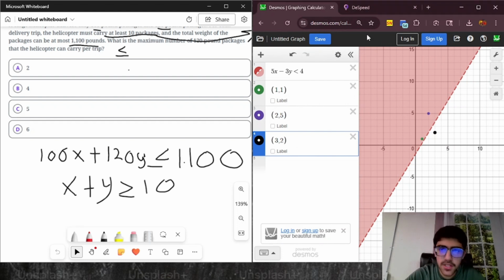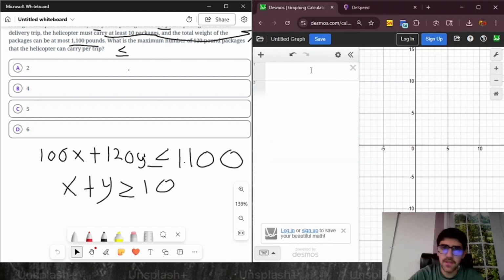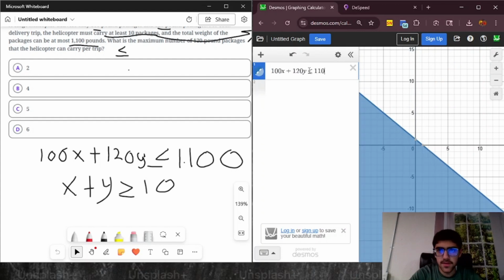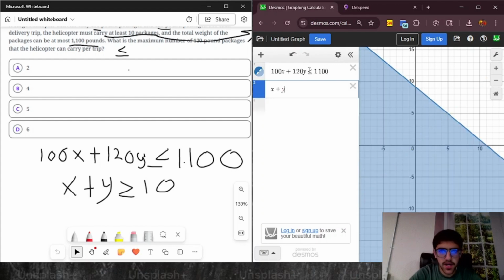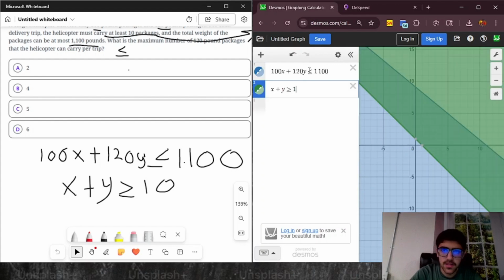So basically, you could just plug in the same thing we did for the last question, but now there's two. So just put 100x plus 120y. Just write the equations that we made. Less than, and you put shift comma to get less than, and then put the equal sign to get less than or equal to 1,100. And then x plus y is greater than or equal to 10.